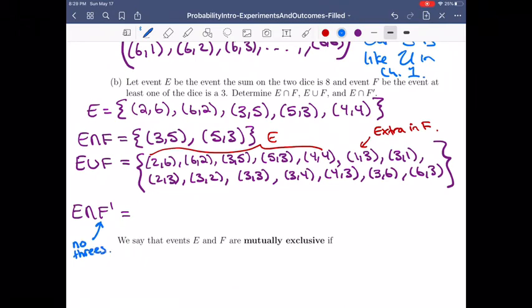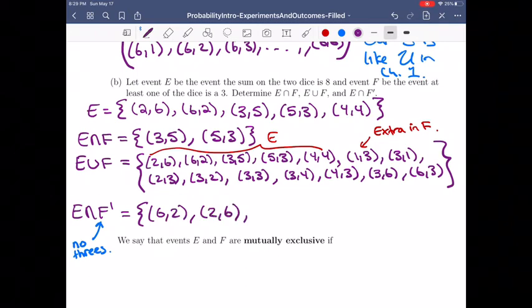If you're in F, you have a 3. So if you're not in F, then you don't have a 3. So then we're going to take these two, the 2s with the 6s, and the 4 and the 4. That's going to be all that's in E intersect F complement: 6 and 2, 2 and 6, and 4 and 4. I'm only doing one example like this because we did a bunch in chapter 1. They work the exact same in chapter 2. So when you're talking about events, it's just like when we were talking about sets.